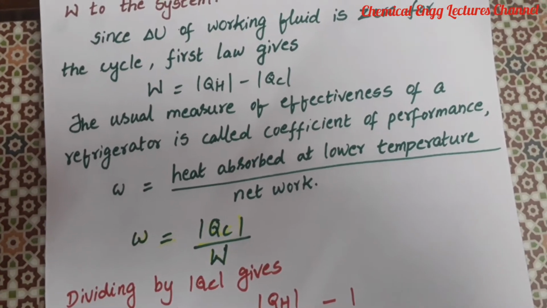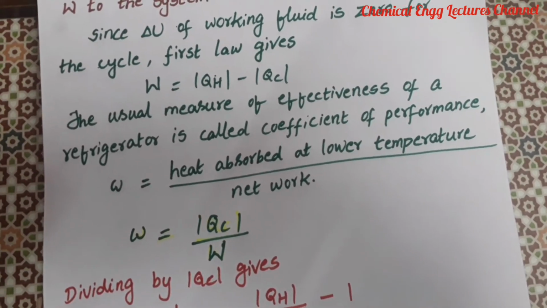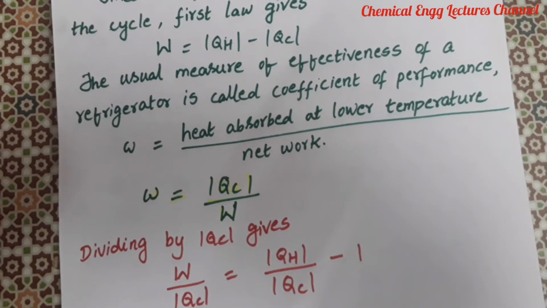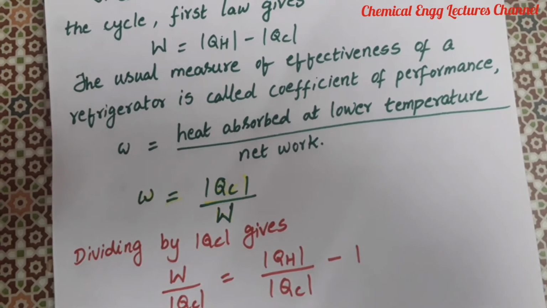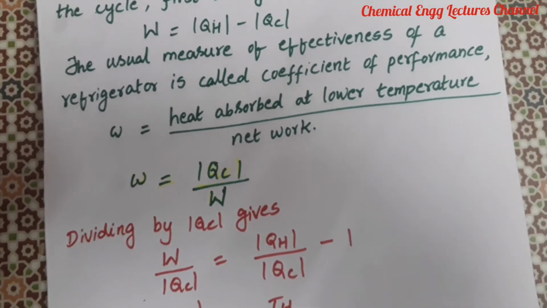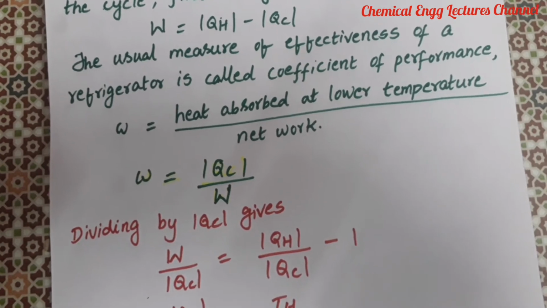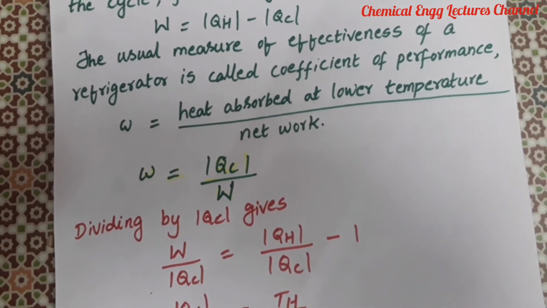We can measure the effectiveness of a refrigerator by using the coefficient of performance. The coefficient of performance is equal to the heat absorbed at lower temperature divided by the net work, which is represented in equation form as omega equal to modulus QC by W, where QC is the heat absorbed and W is the net work.